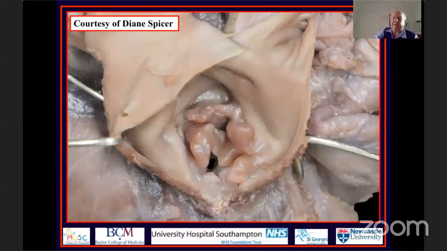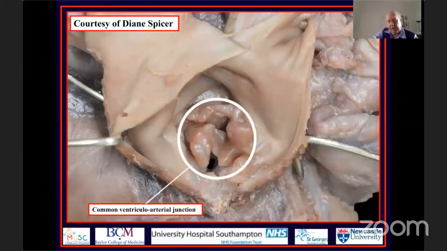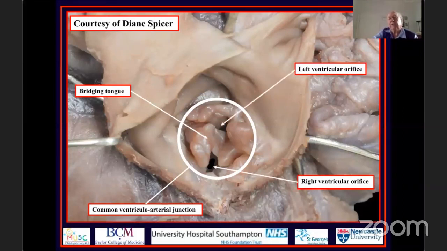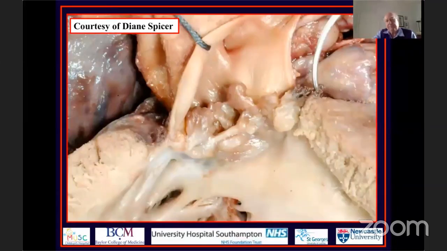But this is the interesting component of this particular heart. Here you see that Diane has opened the common arterial trunk, and we're now looking down on the common ventriculo-arterial junction. And just as in the heart that was described in the surgical procedure by Garg and colleagues, there is a tongue of tissue that joins together two of the leaflets of this common truncal valve. And that has divided the common ventriculo-arterial junction into a right ventricular orifice and a left ventricular orifice. We have separate orifices within the common ventriculo-arterial junction.